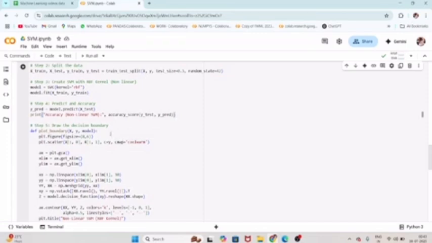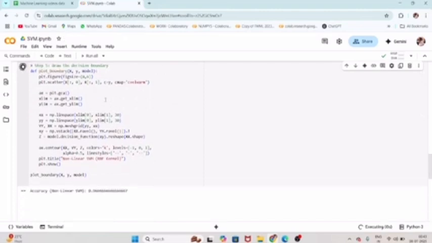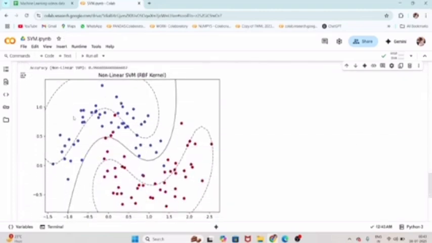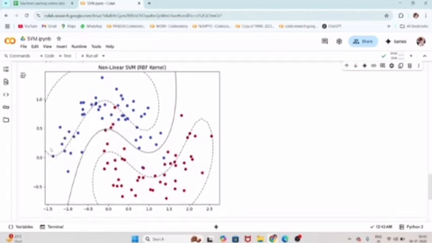Let me run the code and I'll show you the output. Yeah, this is our non-linear boundary. The curve separates the data. That means all the blue balls are on one side and all the red are on the other side. Okay. Yes, this is all about non-linear SVM using the RBF kernel.